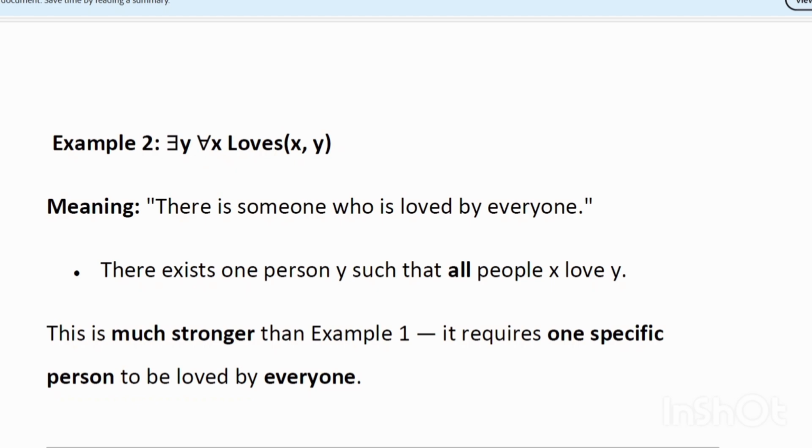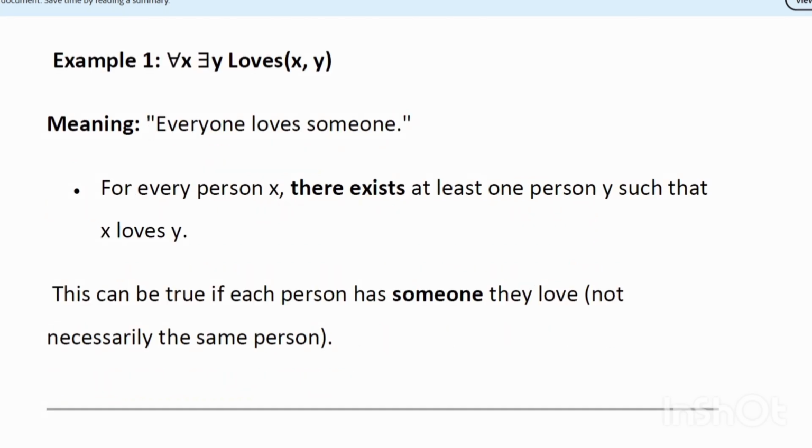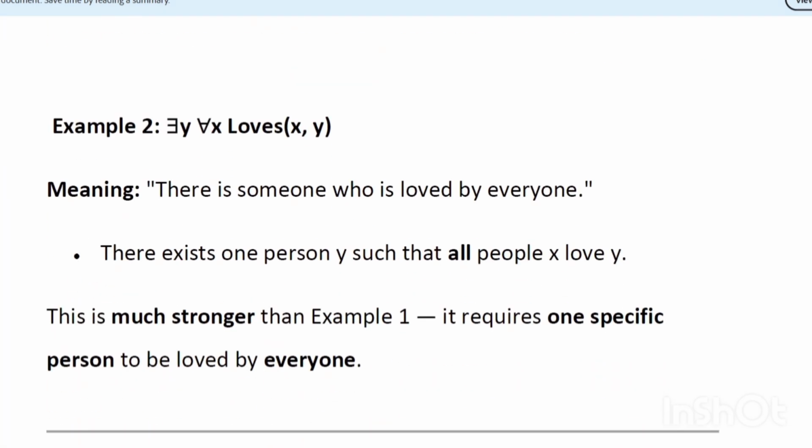Now, let's take the same example with a different sequence. Here we use it like this. So the meaning changes to: there is someone who is loved by everyone. So in the previous example, there exists at least one person who is loved by x. But in the next example, there is a person who is loved by everyone.